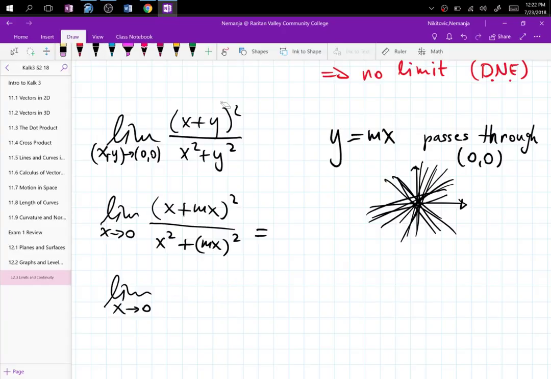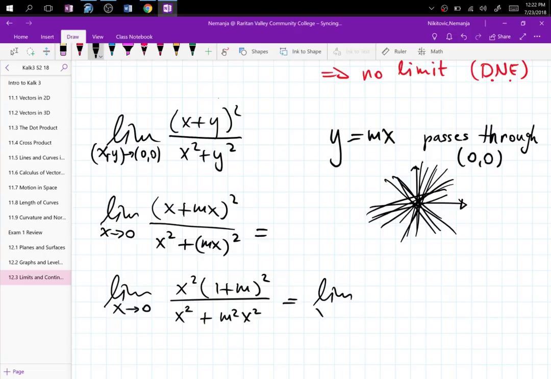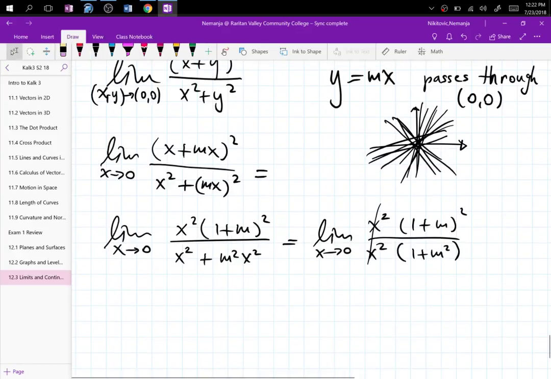I can kick out x squared, and I'm left with 1 plus m squared. On the bottom, I have x squared plus m squared x squared. When you factor out x squared in the denominator, like this, you get 1 plus m squared. These now die, and you're left with 1 plus m squared divided by 1 plus m squared.